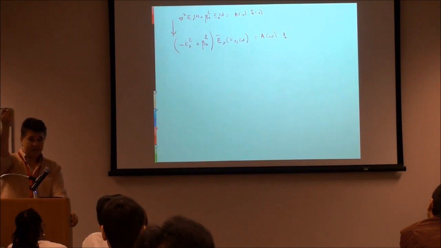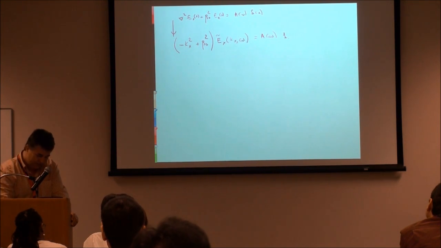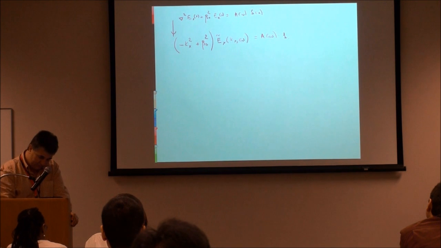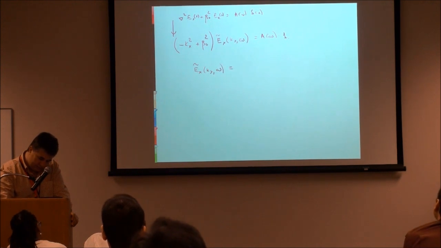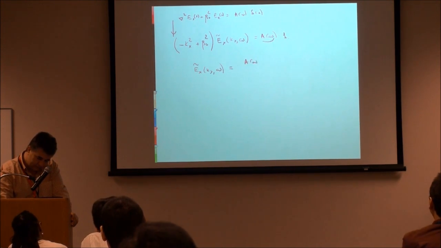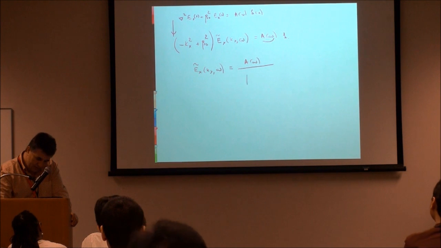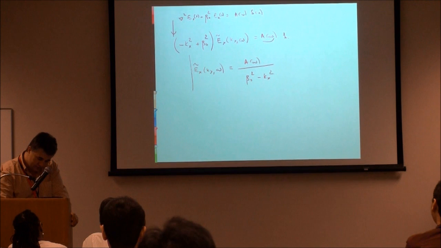The solution to this impulse gives me the impulse response, which is Ex of kx and omega equals whatever this function A of omega is, over beta naught squared minus kx squared.